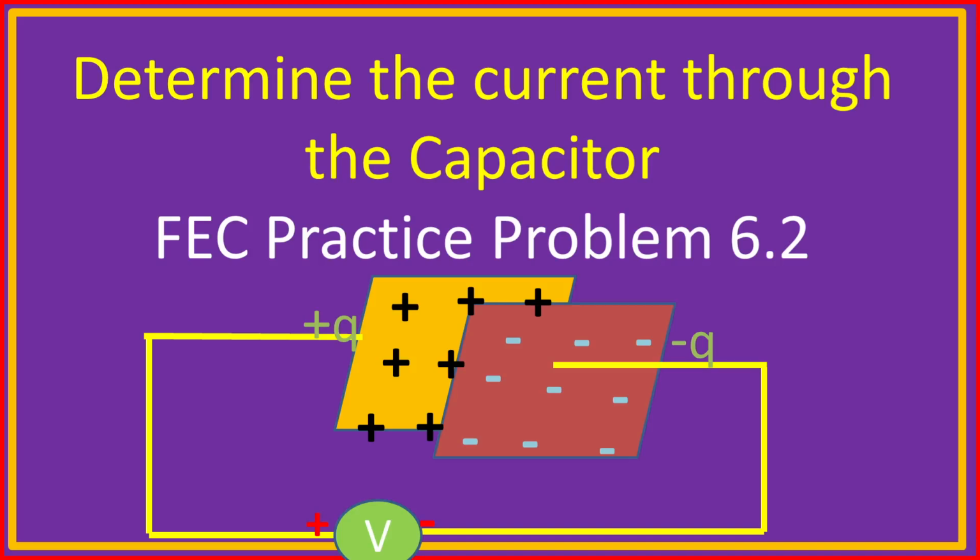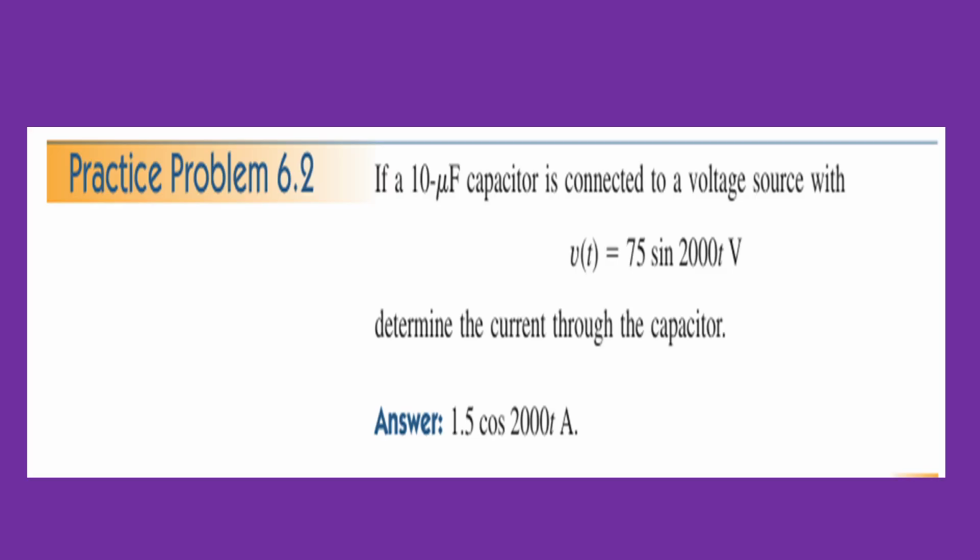Everybody. Today we are going to solve a problem from Fundamentals of Electric Circuits by Alexander and Sadiku, 5th edition. It is practice problem 6.2, and we are asked to determine the current through the capacitor. And this is the question.